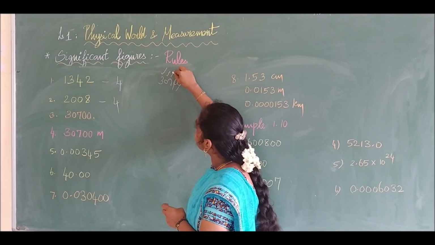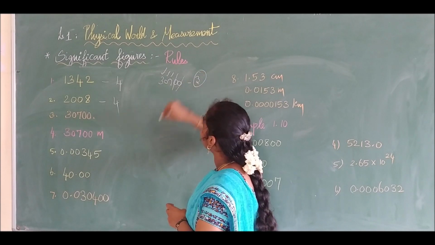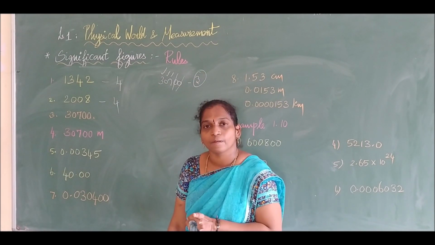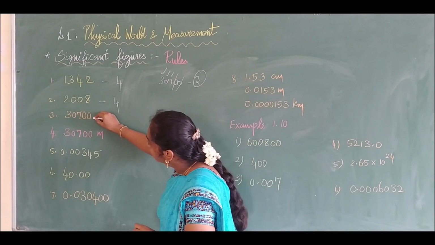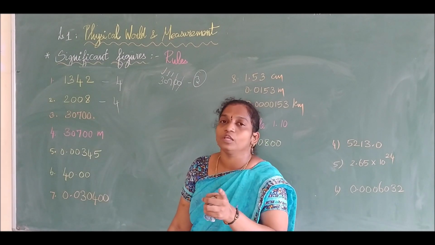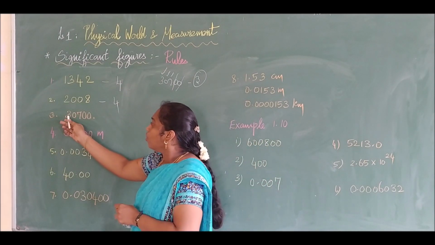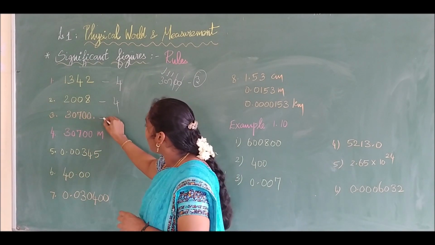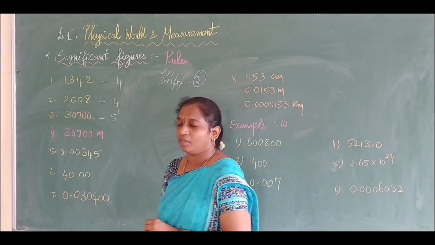Therefore, only these 3 are countable. Therefore, we are saying that this number has 3 significant figures. But if a decimal point is given at the end, then it is meaningful. Therefore, we are saying that 1, 2, 3, 4, 5. Therefore, this number has 5 significant figures.